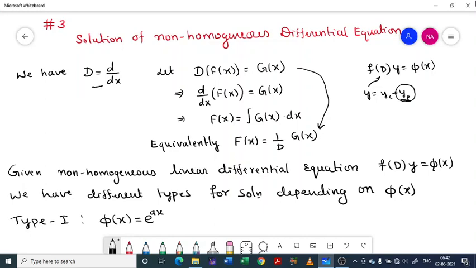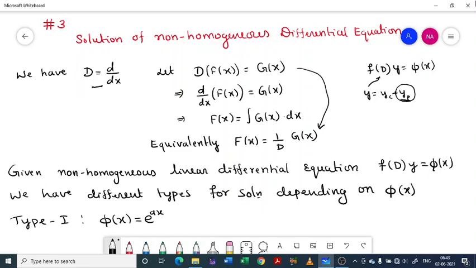I think in the first class we used this notation, D equal to d by dx, which stands for differentiation. Now if you write D of f of x equal to g of x, the meaning of that is we obtain g of x on differentiating f of x, d by dx of f of x equal to g of x. But from that, applying integration on both sides, we may write f of x to be the integral of g of x dx. So here f of x is written in terms of g of x.